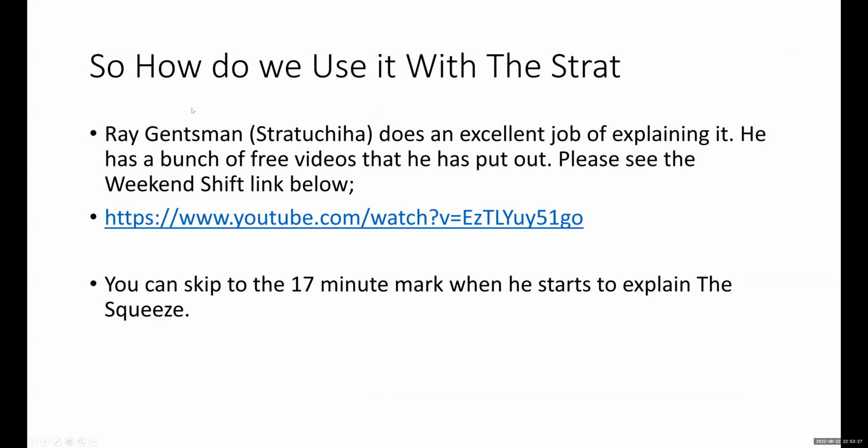So how do we actually use it with the strat? Okay, so Ray, if you know STRATalorian, Ray Jensman has done an interview with Cyberdog. So on the weekend shift back in January, he had gone through it in detail on how he uses the squeeze with the strat. It was absolutely fantastic. I figured that you might as well just watch that video, because he's been doing it for quite some time, and he gives a really clear explanation of how he uses it. So instead of having this class be an hour and a half long, you can just watch that YouTube video at a later date.